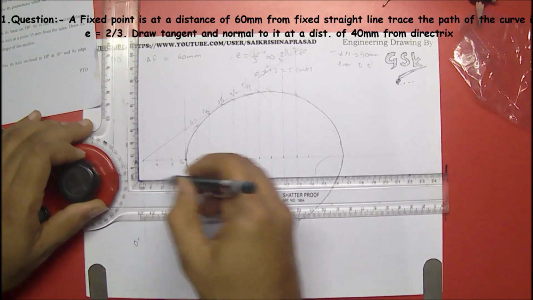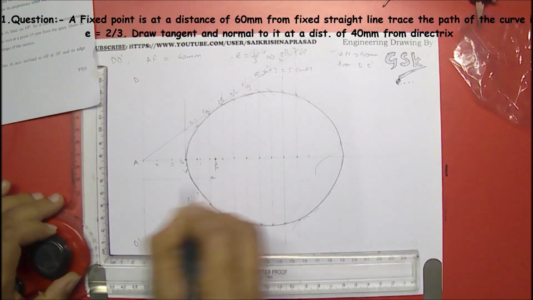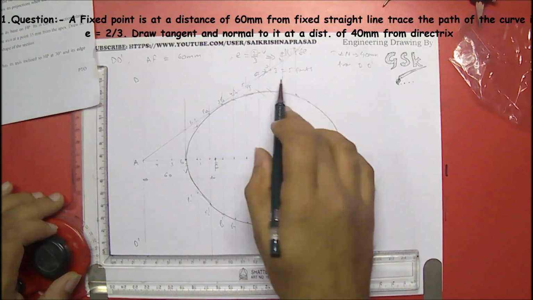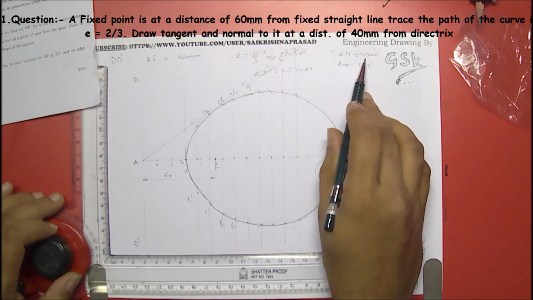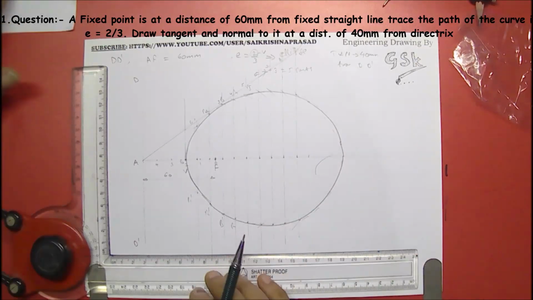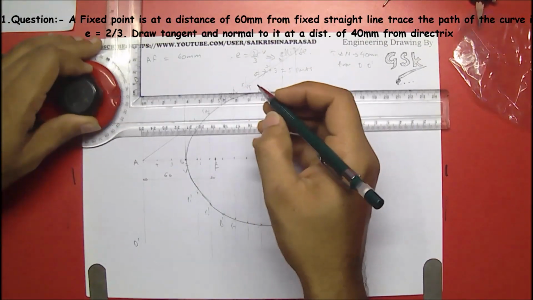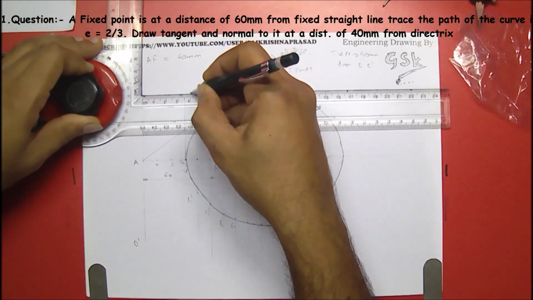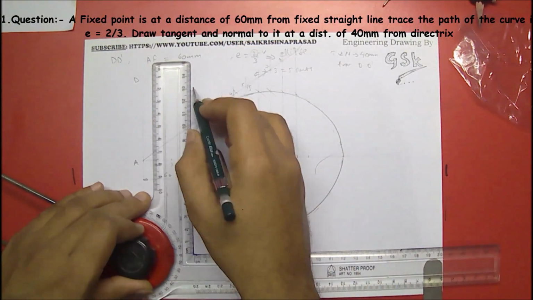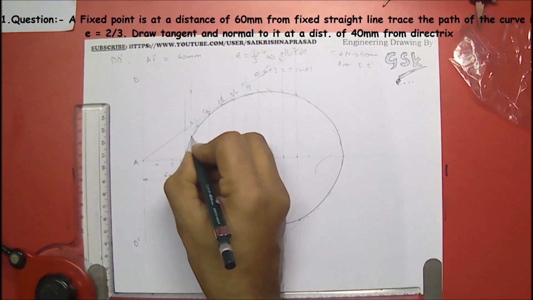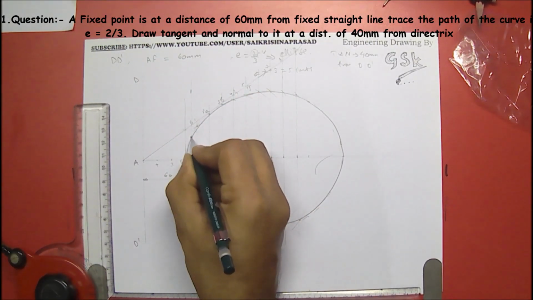Let me mention the dimensions over here. This is 60. Now it is given in the question that you have to locate the tangent and normal 40 mm from the directrix. So let's take the 40 mm distance from the directrix. So this is the 40 mm distance, and draw a line which cuts the curve. So at this point we have to locate the tangent and normal.